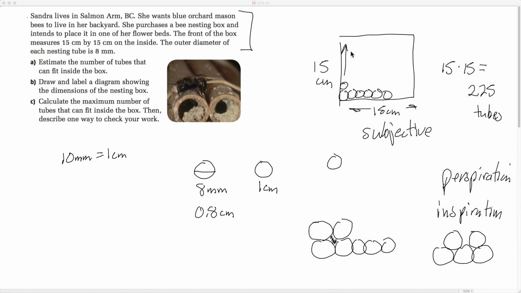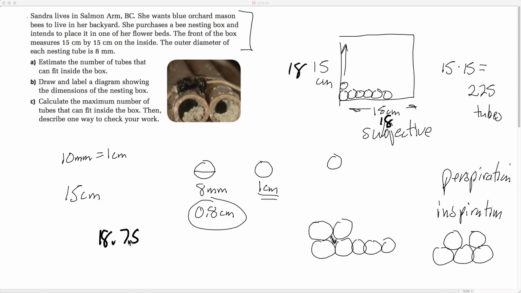Just to make one more comment, when we did an estimate here, we were estimating that the outside diameter was 1 centimeter, and then we got a very easy calculation. We could get a better estimate by saying, well, we've got 15 centimeters, and how many times can we add a tube if they're only 0.8 centimeters? So if you take 15 divided by 0.8, you get 18.75. So instead of us saying we can go 15 by 15, we could go 18 by 18. So we could have 18 in this direction and 18 in this direction.